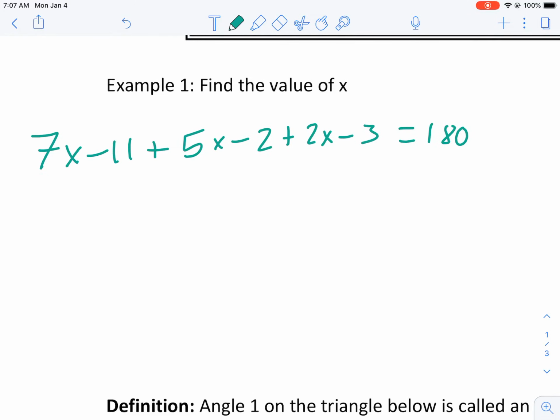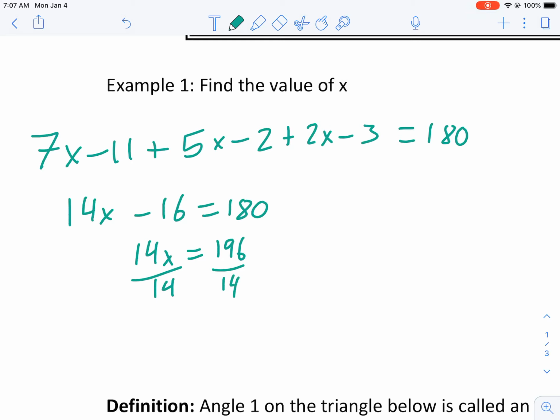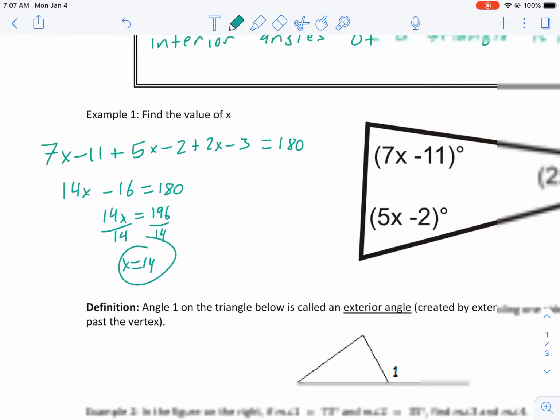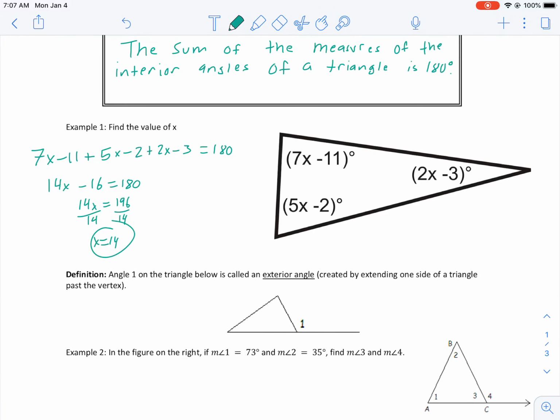So we can combine like terms. So 7 plus 5 plus 2, that's 14x minus 16 equals 180. Add 16 to the other side, 14x equals 196. And I actually think that's 14 squared. So divide by 14, and I think our answer is 14. So anytime they're giving you angles, you always know they can add up to 180.